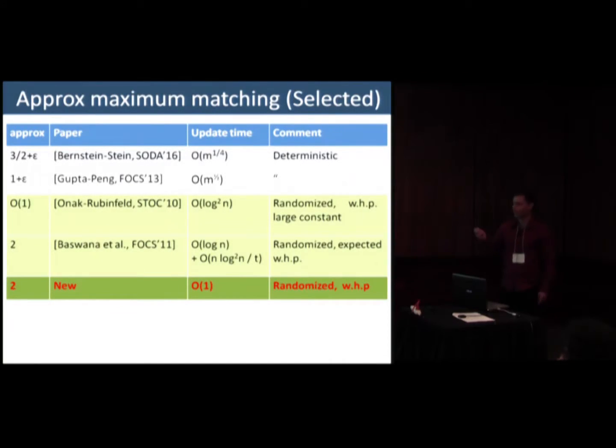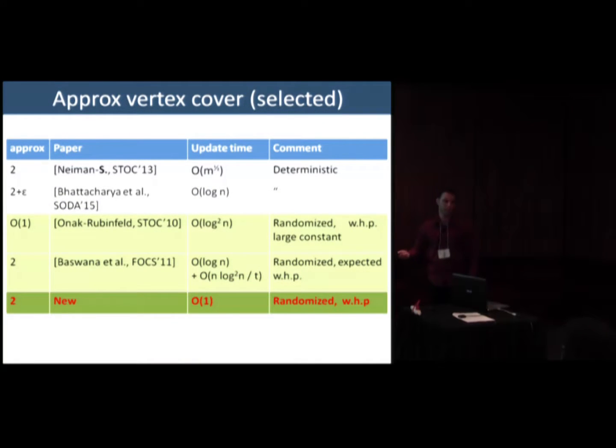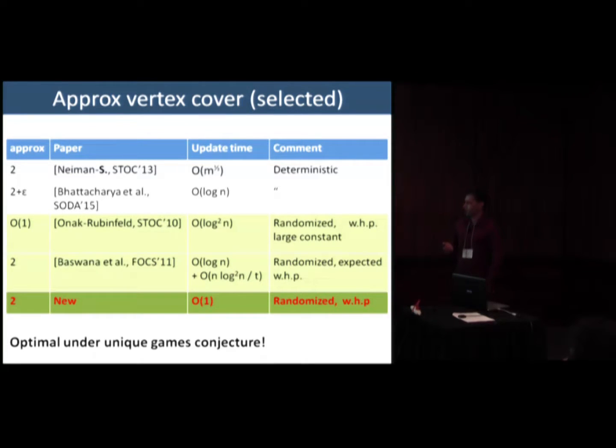So we have a few applications. I'll mention two of them. First, we get the 2 approximation to the maximum matching. You can compare this to the previous results. And perhaps more interestingly, we also get the 2 approximation to the minimum vertex cover. And there, it's essentially the best you can hope for under the unique games conjecture. You cannot get better than the 2 approximation in polynomial time.